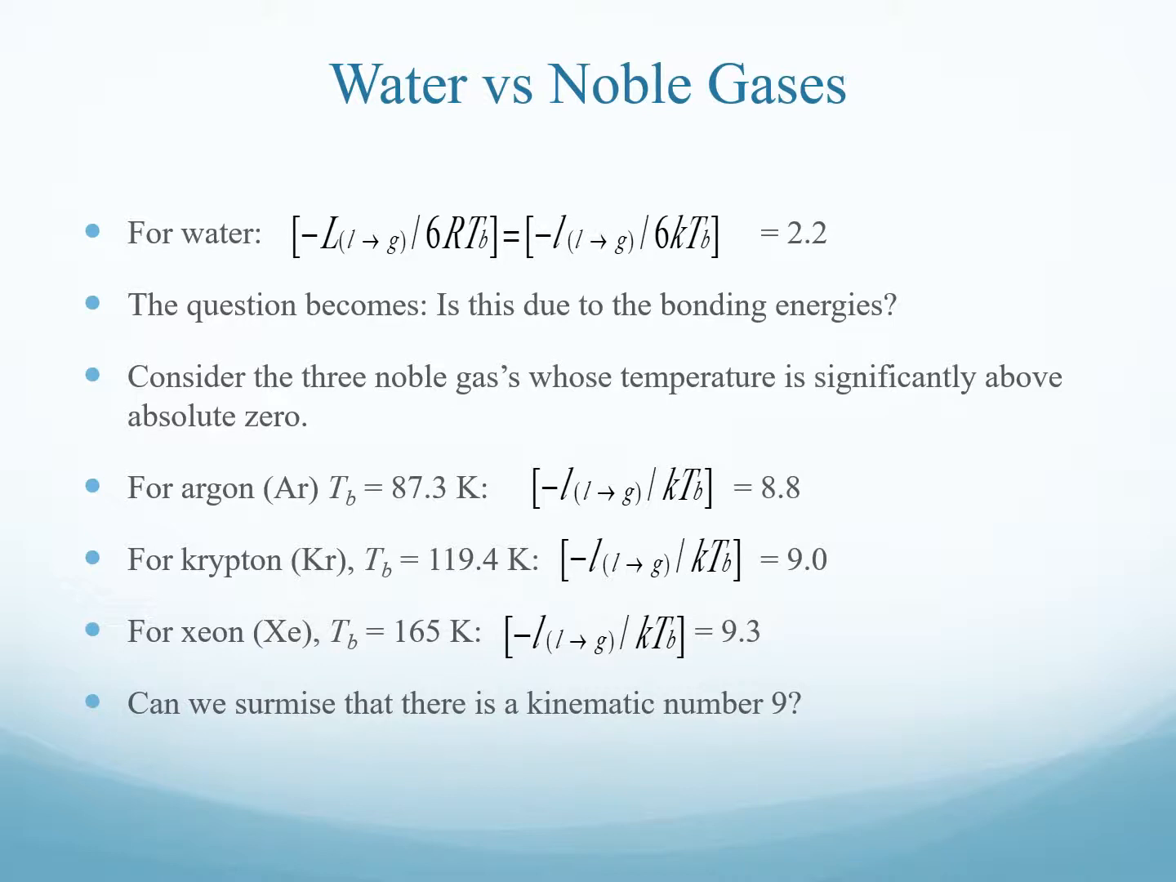We start by reiterating that the ratio of the latent heat to the 6 times the energy that can be passed in any one direction is still 2.2. So the question becomes, is this due to the bonding energies? Okay? And so let's investigate 3 noble gases whose temperatures are somewhat above absolute zero. For argon, we have the ratio of 8.8. For krypton, we get the ratio of 9. For xenon, we get the ratio of 9.3. It's sort of interesting. Can we surmise that there's a kinetic number 9? If you want the ratio, 9.